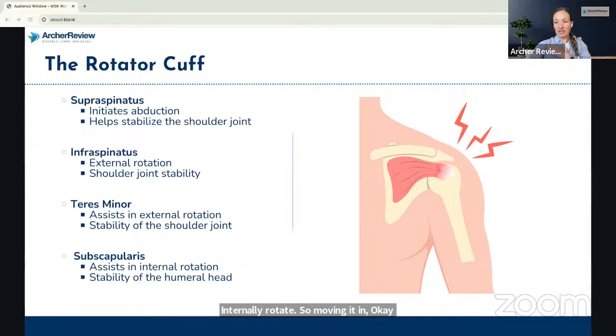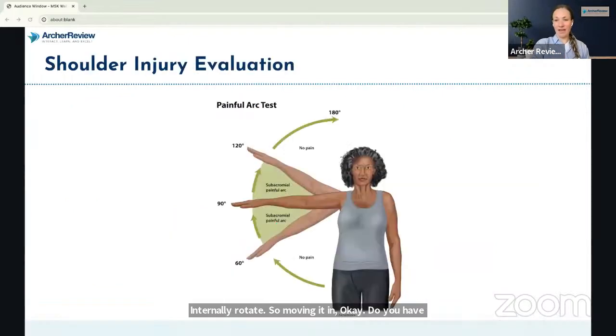Do you have any questions? Go ahead and put that in the chat. I know that there are quite a few things there. But we just think of stabilization in that joint. Okay, moving on.